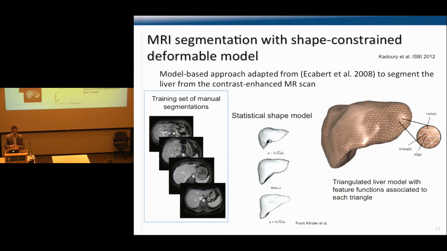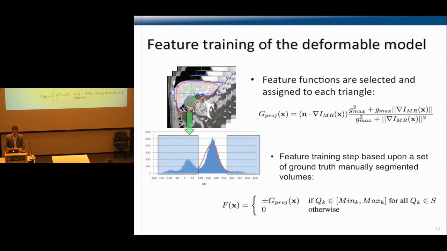which we use to adapt if we're given a new MR to segment the liver automatically from the image. What we're bringing as a novelty to this approach is that for each vertex in our a priori model, we assign feature functions to determine what's the optimal boundary when it's optimizing that model.